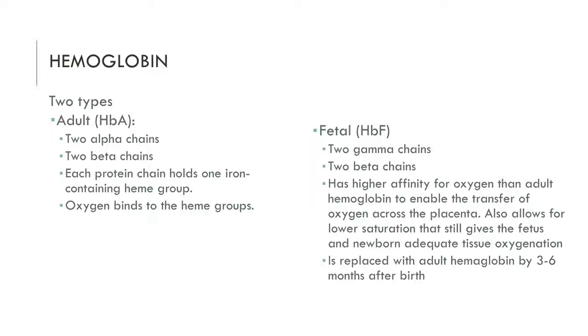This allows for oxygen to cross the placenta into the fetal circulation and to give the amount of oxygen that the fetus needs to be able to grow. It also allows for lower oxygen saturation that still gives the fetus and the newborn adequate tissue oxygenation. It's replaced with adult hemoglobin by 3 to 6 months after birth.